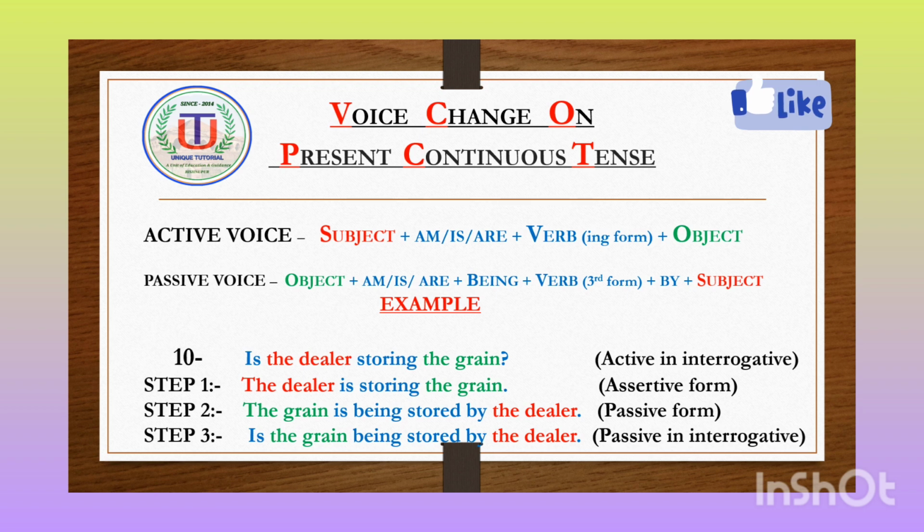So as the question is interrogative, we have to write the answer in interrogative form. To make it interrogative, we have to place the auxiliary verb at the beginning of the sentence before the subject. So, is the grain being stored by the dealer?